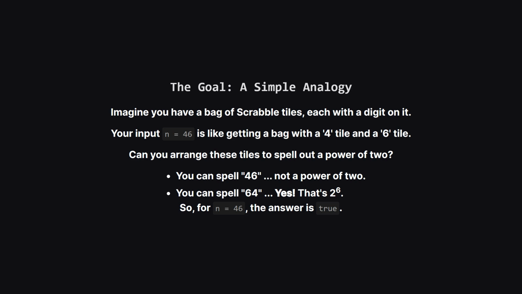Let's think about this with an analogy. Imagine you're given a bag of Scrabble tiles, but with digits instead of letters. If the input number n is 46, it's like getting a bag with a 4 tile and a 6 tile. The question is, can you use these tiles to spell out a number that's a power of 2? Well, you could make 46, which isn't a power of 2. Or, you could arrange them to make 64, and 64 is a power of 2. It's 2 to the power of 6. So in this case, the answer would be true.